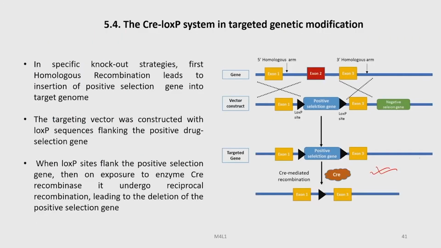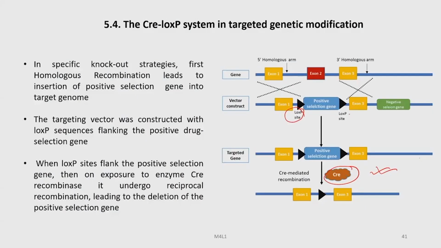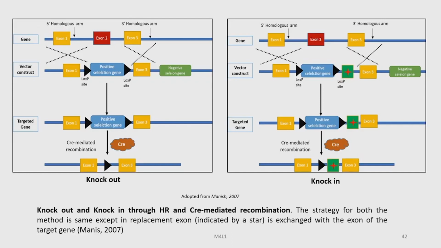So, overall you can see that this genetic modification utilizing Cre and LOXP system happens in a 2-stage procedure. In the first stage, the positive selection gene is included in the targeted site, and in the second stage, the Cre recombinase deletes the positive selection gene out of this location. Now, let us study about the use of Cre-Lox system in knockout and in knock-in.